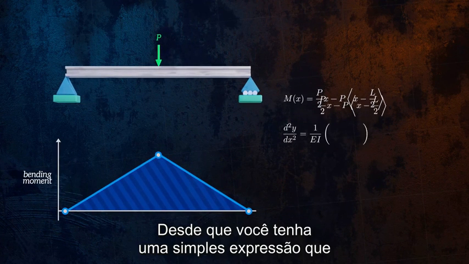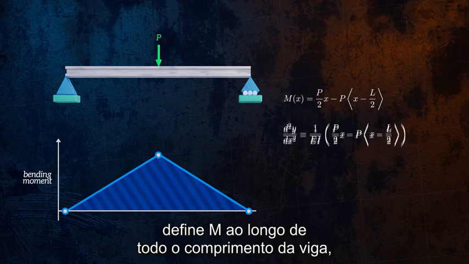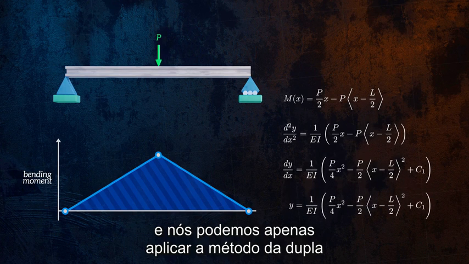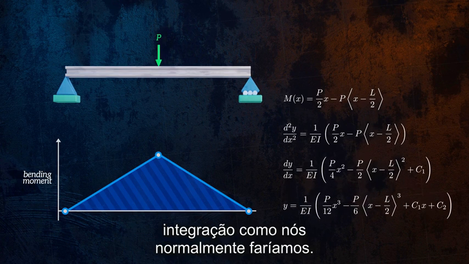Since we have a single expression that defines M along the full length of the beam, we no longer need to split the beam into sections to solve it, and we can just apply the double integration method as we normally would.